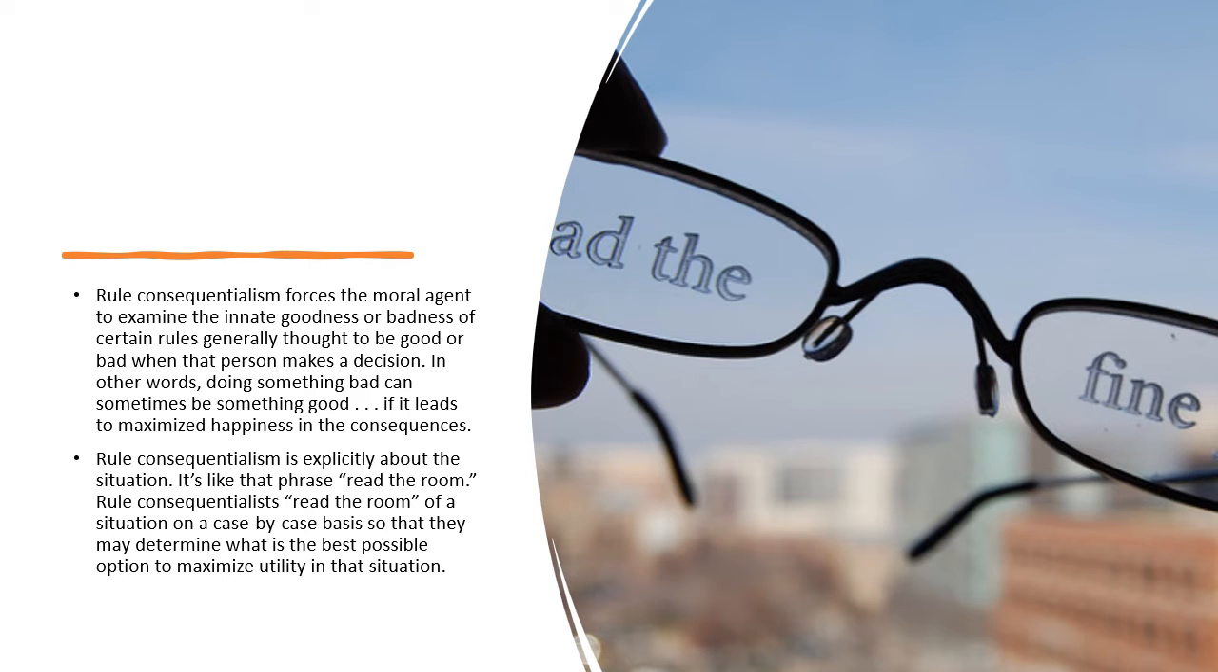Rule consequentialism forces the moral agent to examine the innate goodness or badness of certain rules generally thought to be good or bad when that person makes a decision. In other words, doing something bad can sometimes be something good if it leads to maximized happiness in the consequences. Just take for example the white lie, or the lie that is done to save someone's hurt feelings.